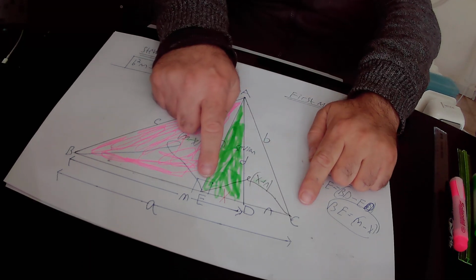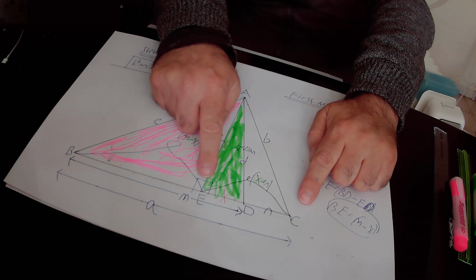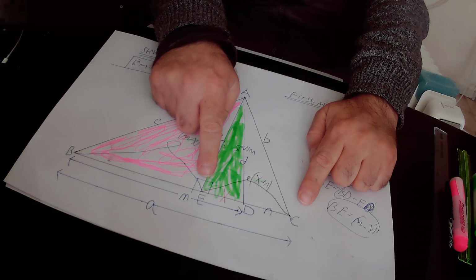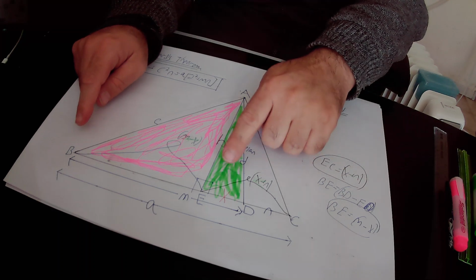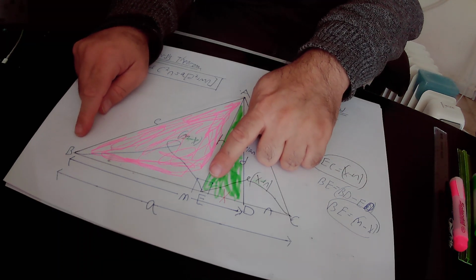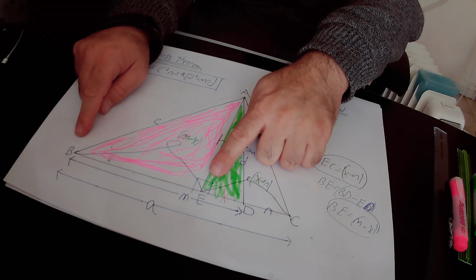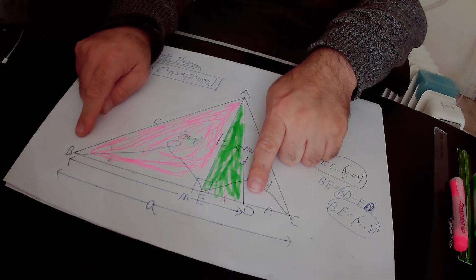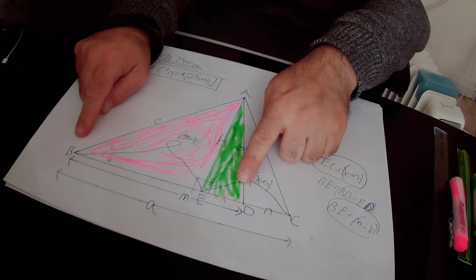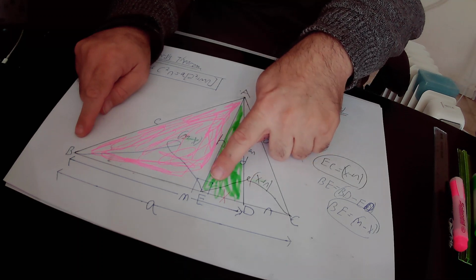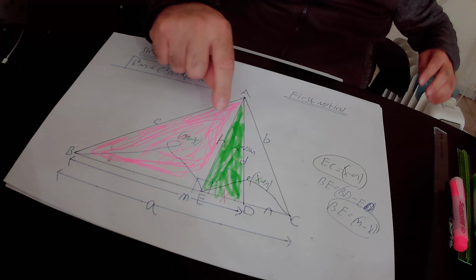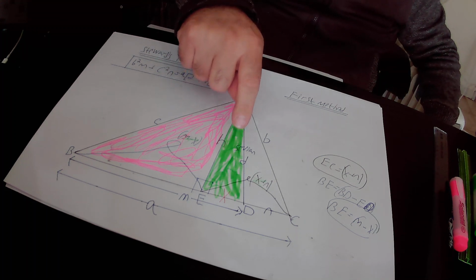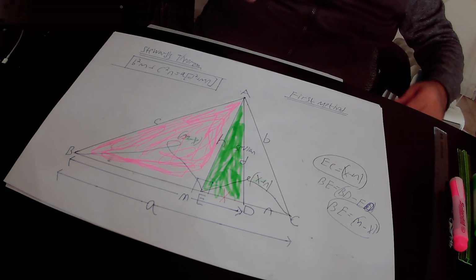Here EC equals to x plus n, it is very easy to see from the drawing, and line segment BE equals to m minus x, right? Because it is BD minus ED. BD is m, ED is x, so in total BE equals to m minus x. Then we implemented the law of cosines in this right triangle AED.